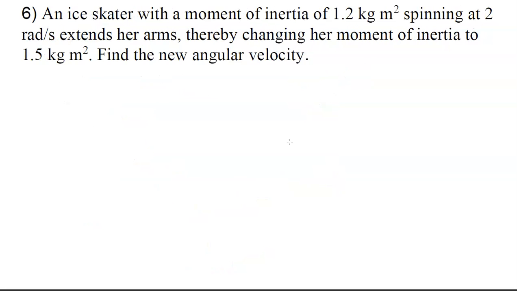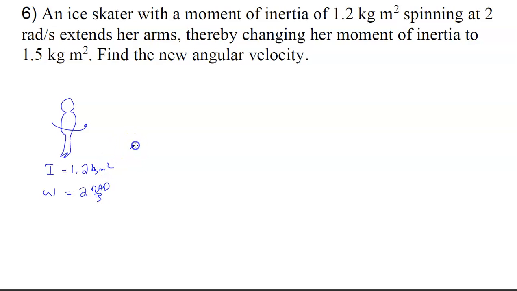Okay, number 6, I got an ice skater. She's got a moment of inertia 1.2. I don't have to look it up on a table. It's already there. But she's going to stick her arms out. So she starts out spinning like this, and her moment of inertia I is 1.2 kilogram meters squared, and there she spins away like that. 2 radians per second would be the angular velocity.